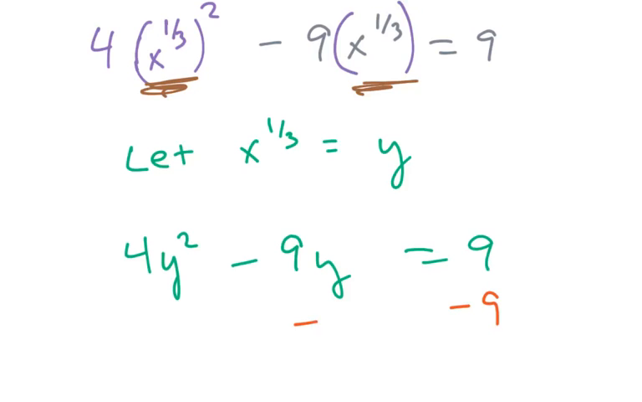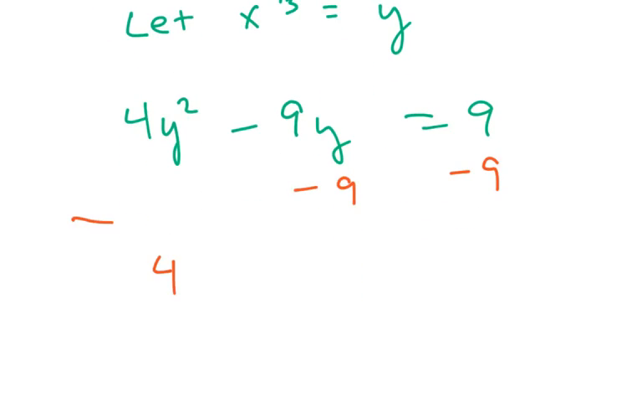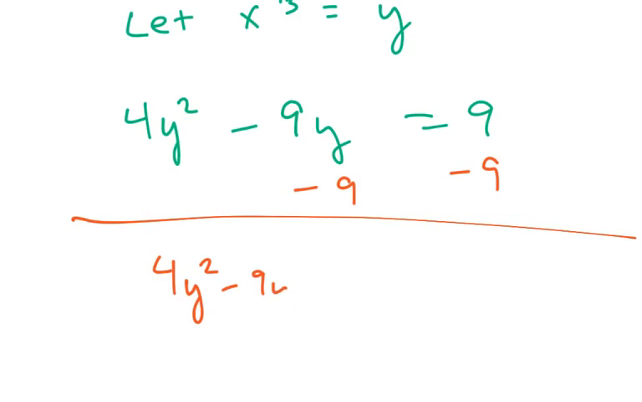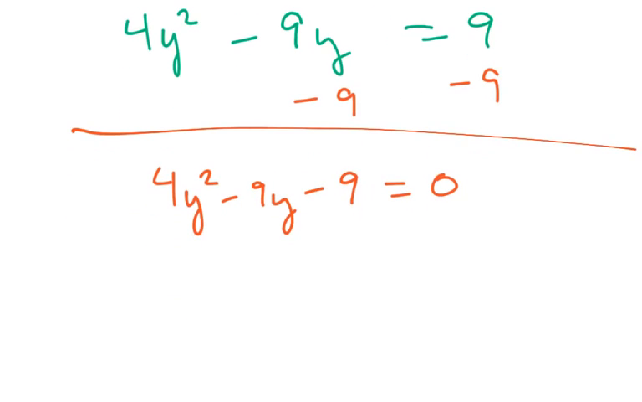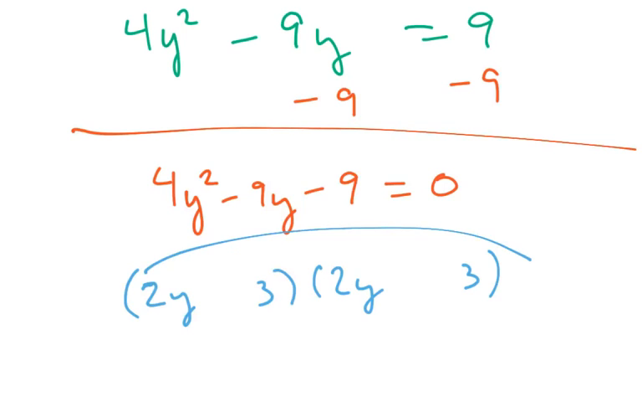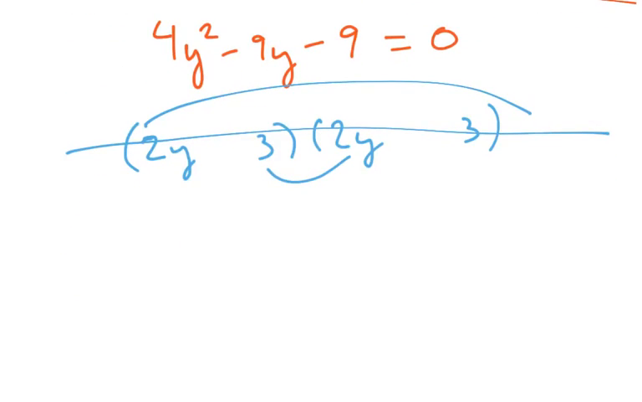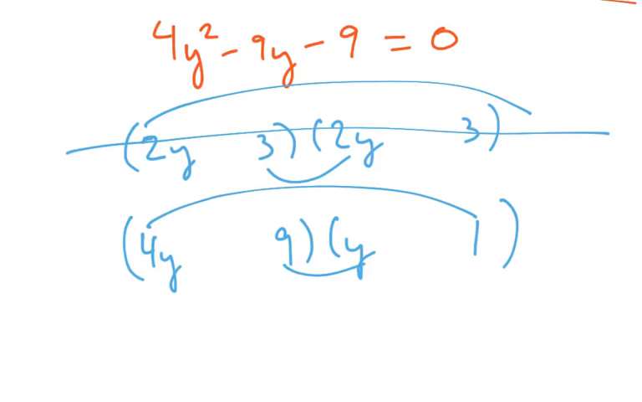So I'll subtract 9. And all I have to do is factor this out. So let's do that. So let's try 2y, 3 and 3. That'll give me 6. That's going to break the bank, so we're not going to use that one. Let's try 4y and y, and then 9 and 1. And that's going to give me 4 and 9. And that's not going to work.